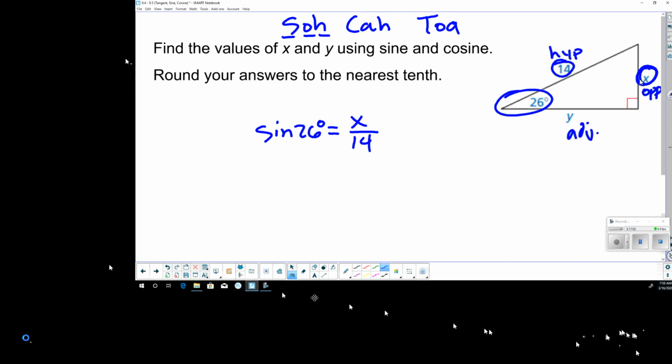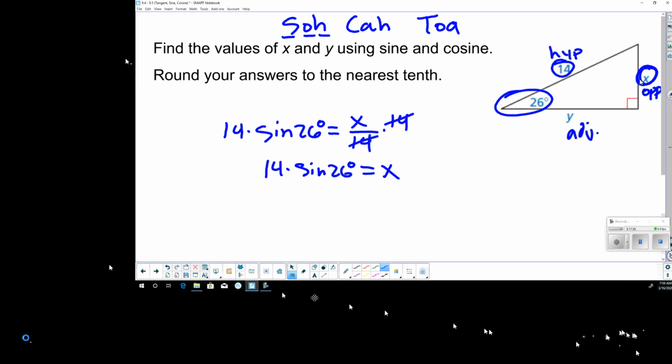To get x by itself, I have to get rid of the 14, so I'm going to multiply by 14. That reduces down to 1. I'm going to multiply by 14 over here too. So x is equal to 14 times the sine of 26 degrees. Well, I know what 14 is. The sine of 26 is some trig ratio, but I don't have all those memorized, right? That's where we have calculators.